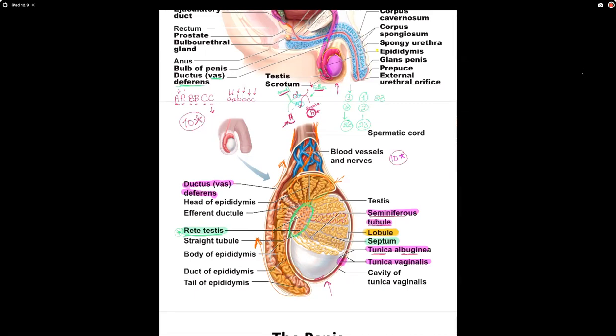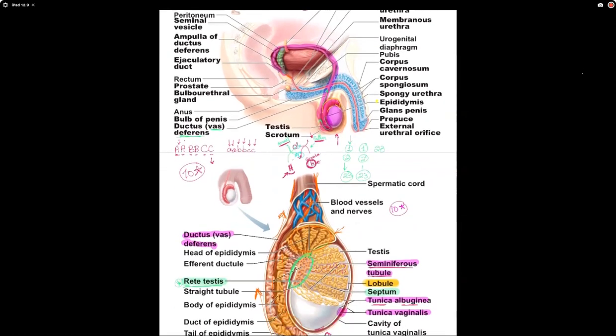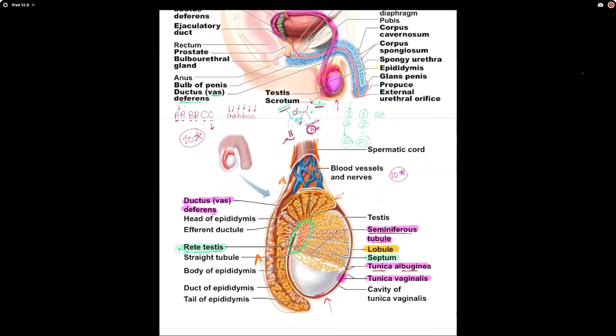So you're going to need to memorize all of them. You need to know every single marking on those diagrams.